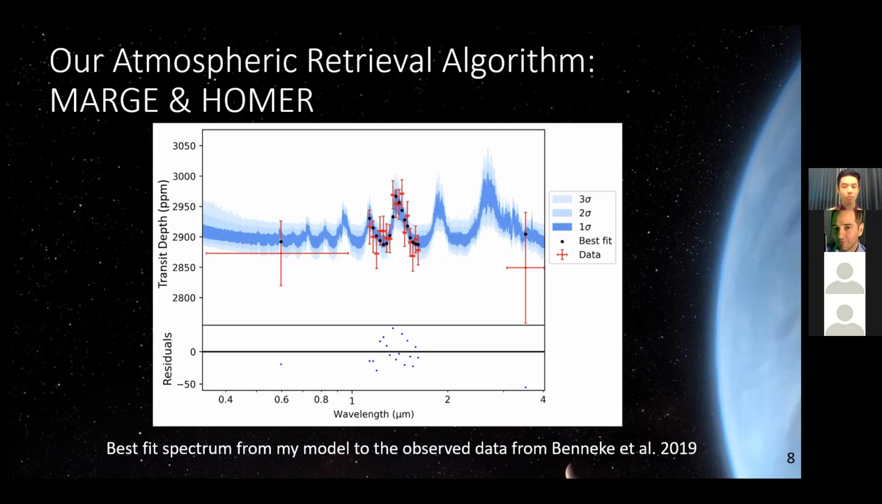So what you see here is the red points are the observational data that were used by Benneke et al. and with their respective errors. And the black points are the best fit and the model for each data point that we have. We can see also the sigma values and the range based on each set here in dark and light blue. And the residuals at the bottom simply show deviation from each best fit to the actual data.